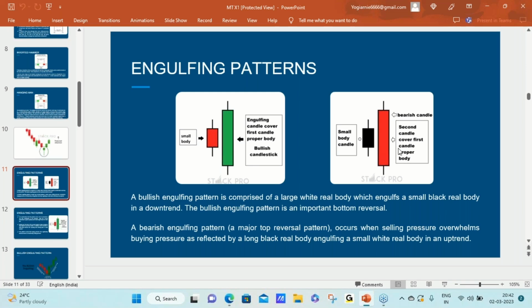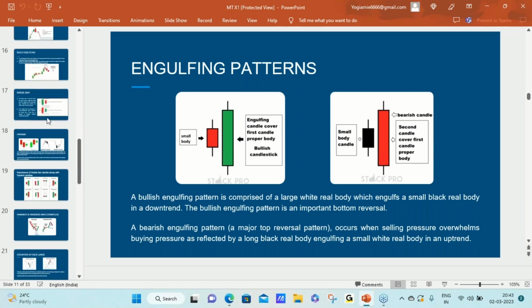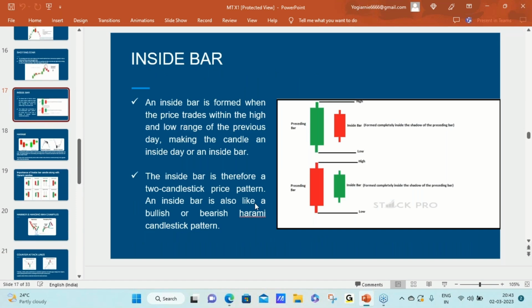Is this clear? Okay. So let me just try to explain inside bar. We have discussed the continuation pattern, that is Marubozu, and reversal candlestick patterns, that is bullish hammer, inverted hammer, bullish engulfing, and bearish engulfing. Now, this inside bar candlestick pattern is very unique. Why do I say unique?